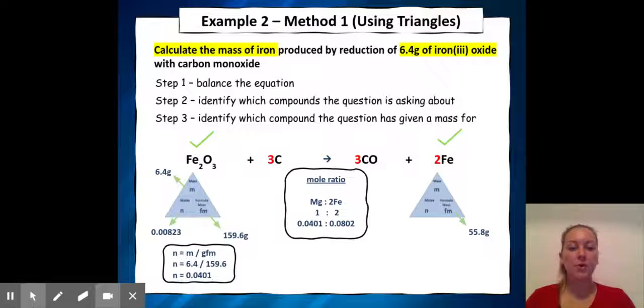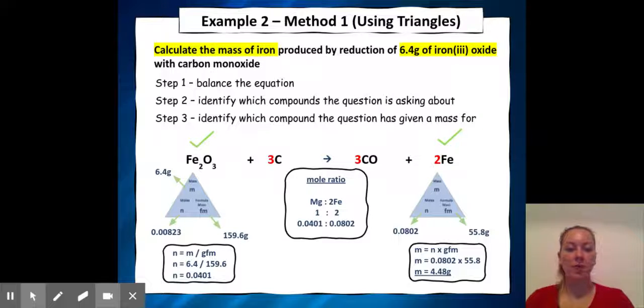So 0.0401 becomes 0.0802. So our number of moles then we can add into our triangle and we can calculate the mass of iron. So M for mass equals N, number of moles, times GFM. We have 0.0802 times 55.8 to give us a mass of 4.48 grams.